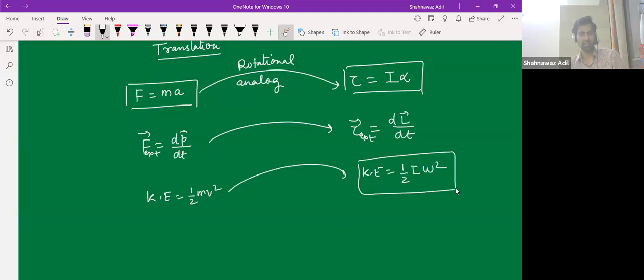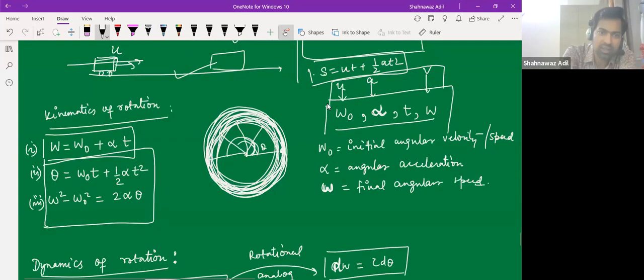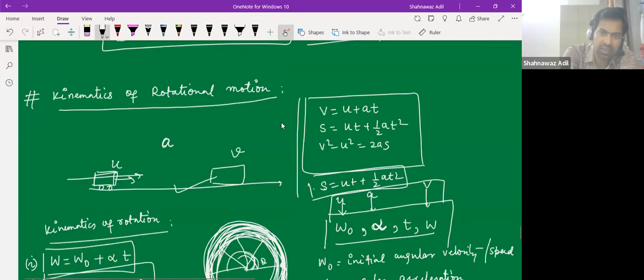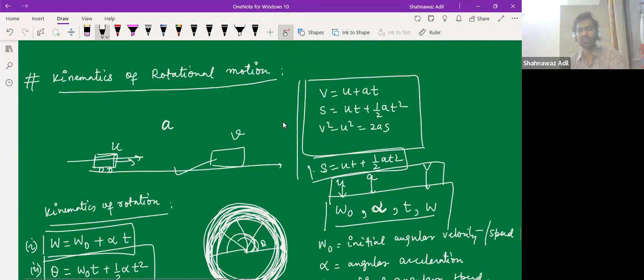Is that clear, everyone? Yes, sir. Yeah. So please note down this part, and then we will understand the last topic, which is rotation about a fixed axis. Then we will see what the components of angular momentum are, and we will again understand the conservation of angular momentum. Those are the things.